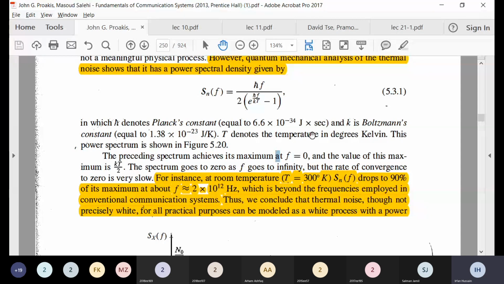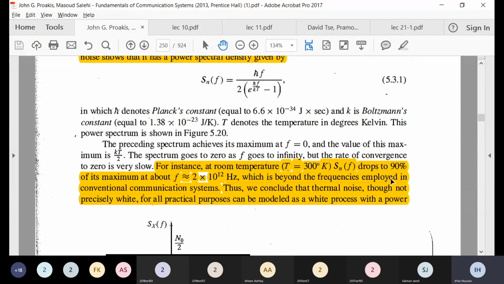So as you increase f, this will be tending towards 0. Because this factor is increasing, this will be tending towards 0, but this is very slow up till the frequency 10 to the power 12, which is up till the limit of most of our communication stuff except optical fiber. The drop in SN is almost 90%, but only about 10% of the value is decreased.